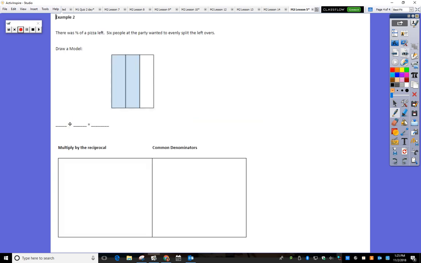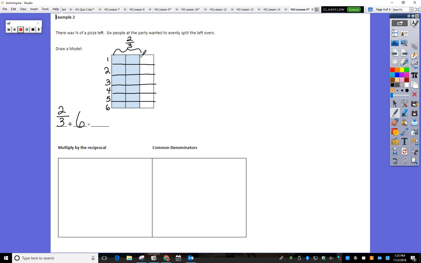Okay, so example 2, there was 2/3 of a pizza left. 6 people at the party wanted to evenly split the leftovers. So we have 2/3 of a pizza, and you'll see that's already shaded for us. Here's our 2/3. And we're splitting it up evenly amongst 6 people. So with the model method, remember this is where we would split this way into our 6 equal parts.